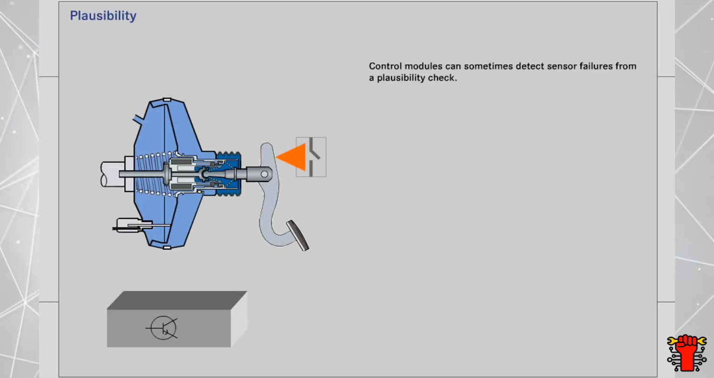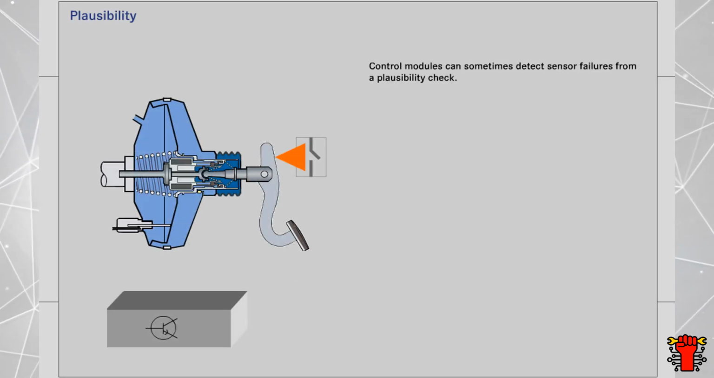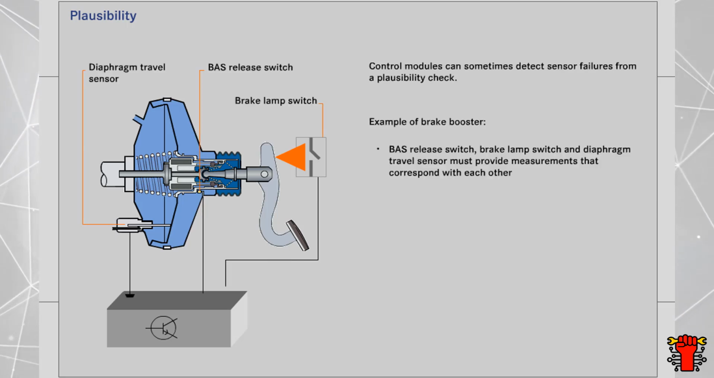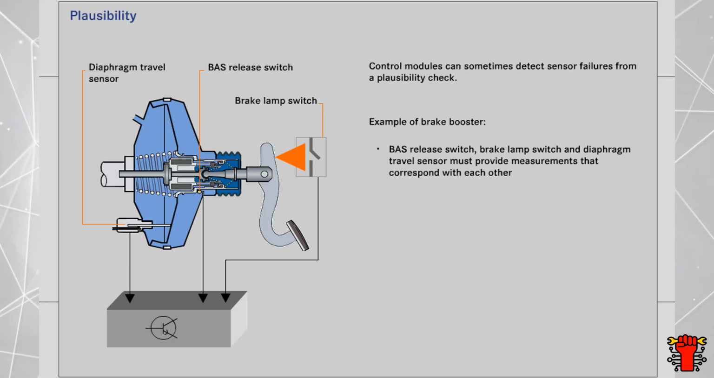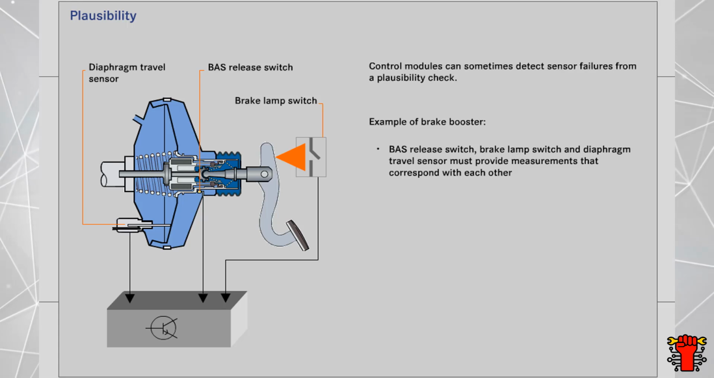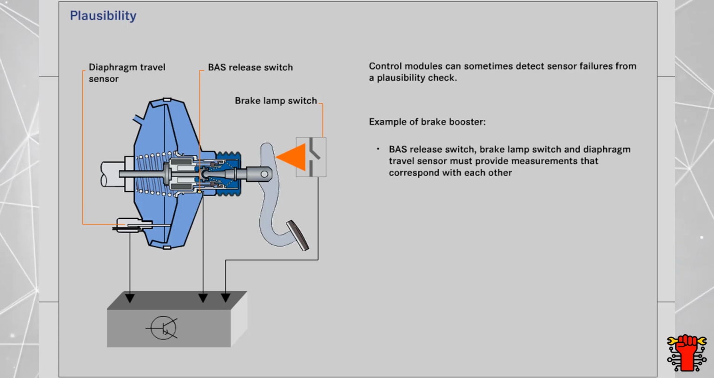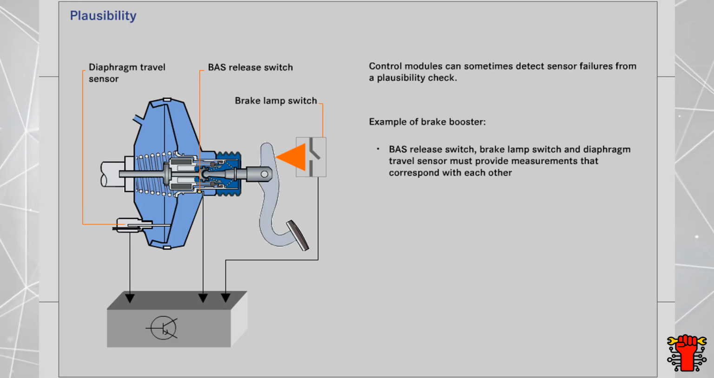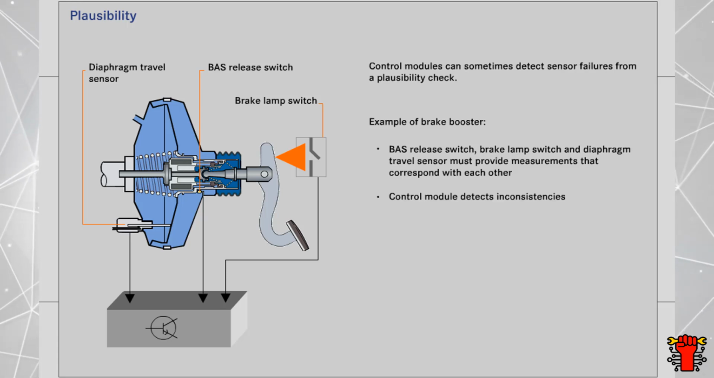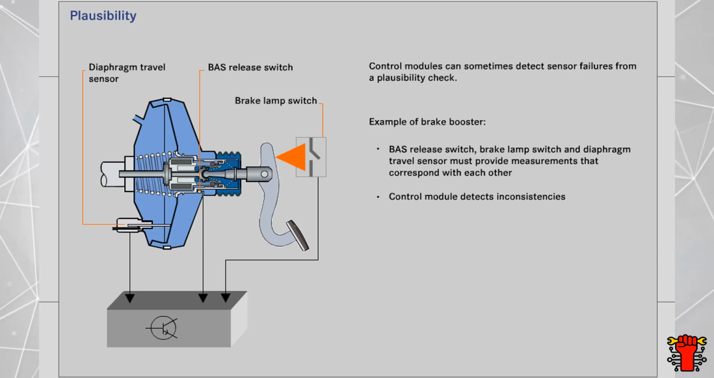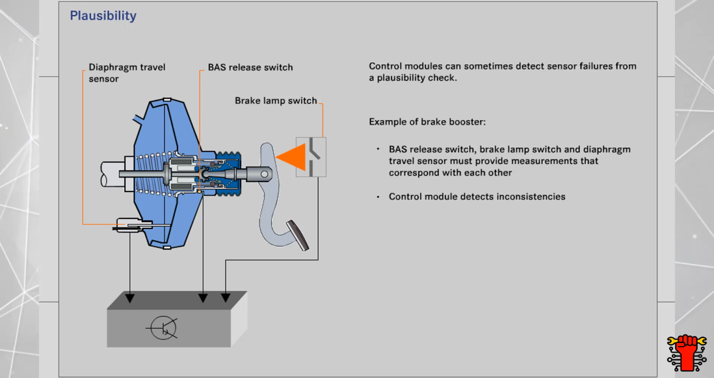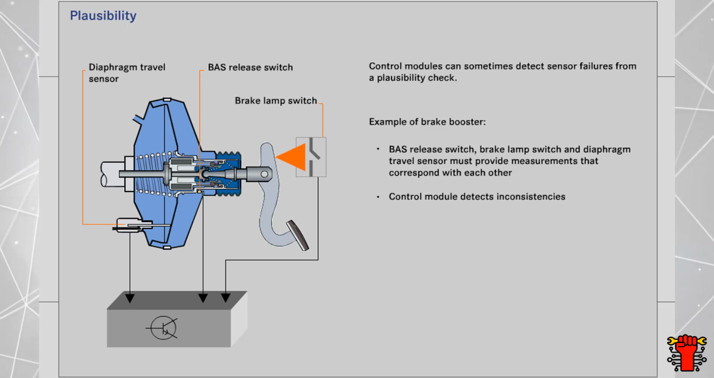Control modules can also detect sensor failures on the basis of plausibility. For example, the BAS release switch, the brake lamp switch, and the diaphragm travel sensor on the pneumatic brake booster must provide measurements that correspond with each other. If inconsistent information is recorded, the control module detects this and can respond accordingly.